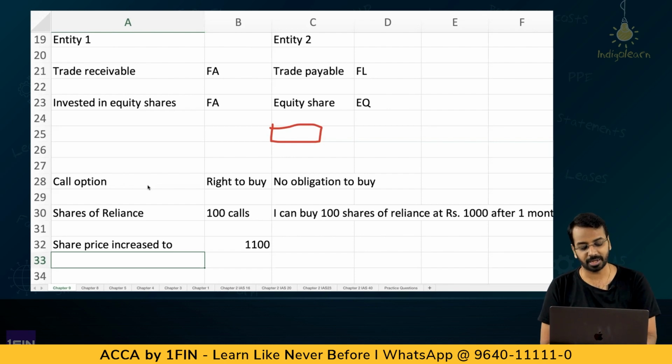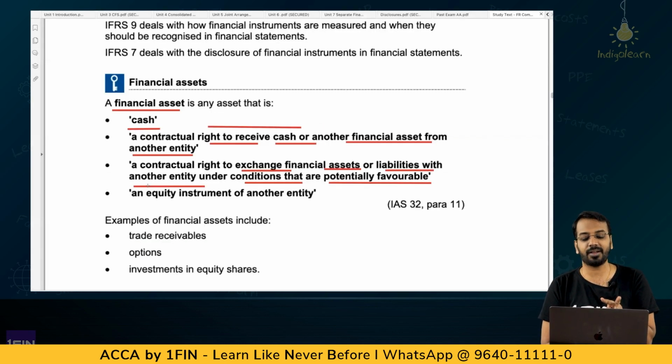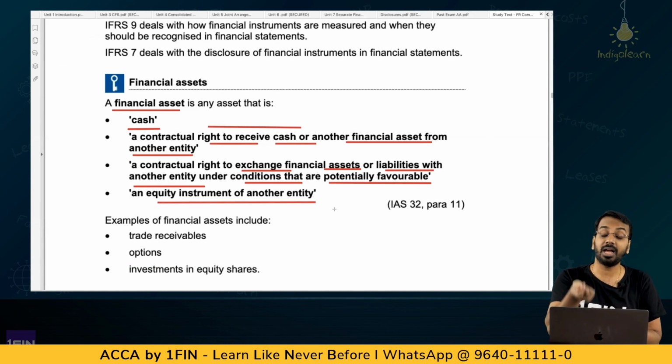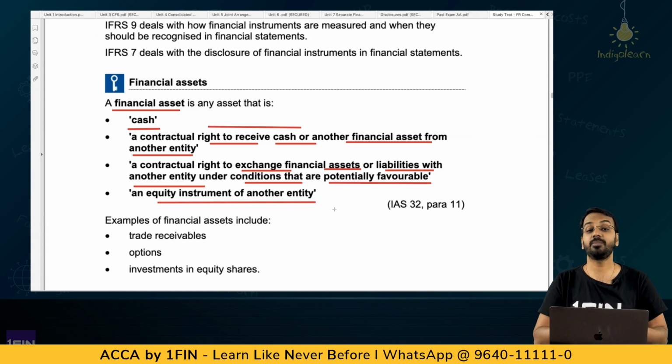Okay, so here is where you are saying you are exchanging financial assets or liabilities. Now what am I exchanging here? I will give you cash, which is a financial asset. You will give me another financial asset, which is an equity instrument of another entity. I will give you cash, which is a financial asset. You will give me another financial asset, which is shares of Reliance. We are exchanging financial assets and terms are favorable to me. It is a financial asset for me. Terms are unfavorable to you. It is a financial liability.